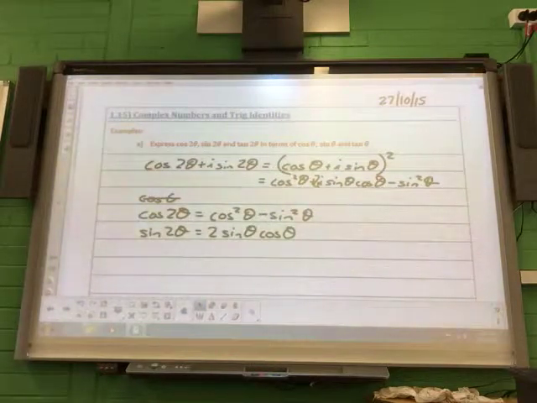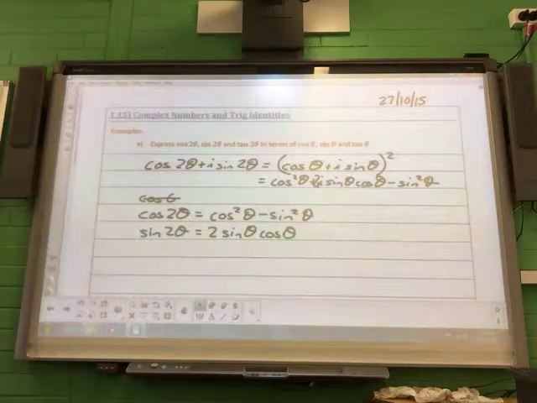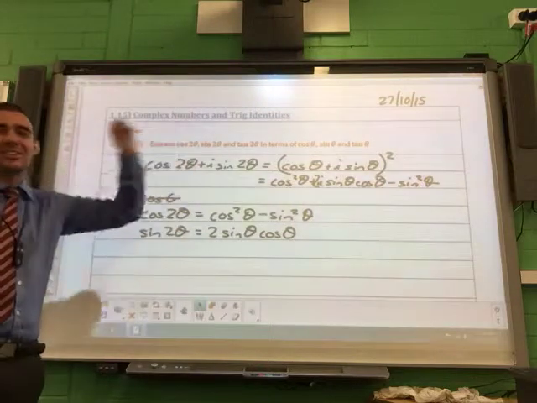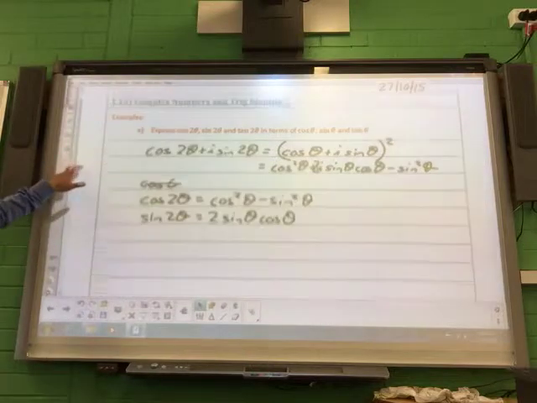Hey, why are you saying 1? Sine squared plus cos squared is 1. We have done this in double angle results. Is it just sine 2 theta? Yeah, that's sine 2 theta. And what are we trying to figure out? I'm deriving cos 2 theta and sin 2 theta in terms of sin and cos theta using your complex number skills rather than trig skills.